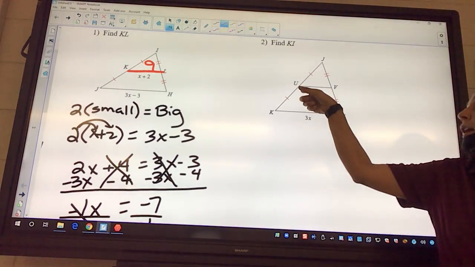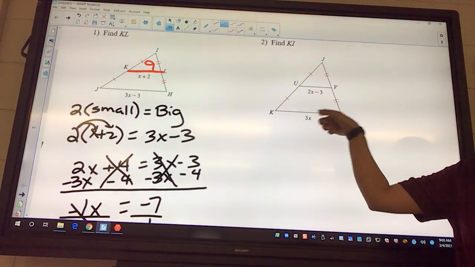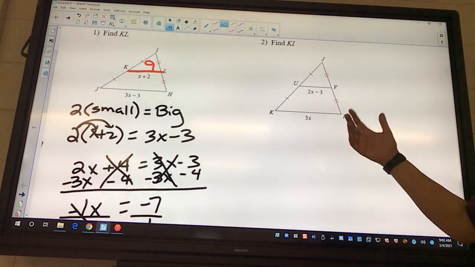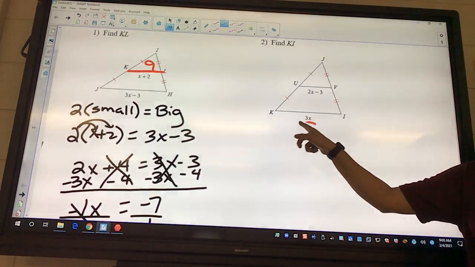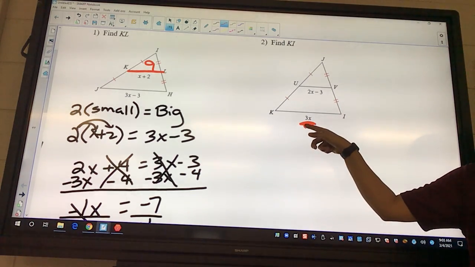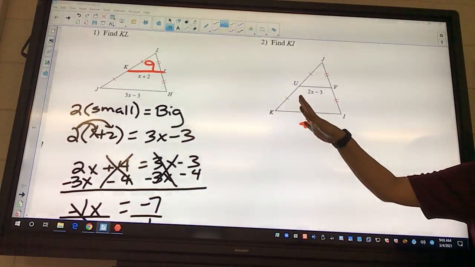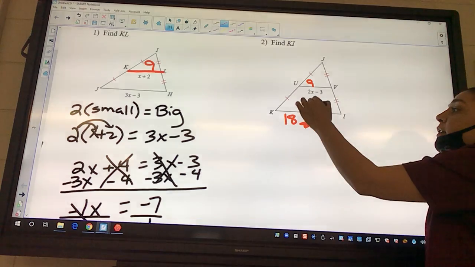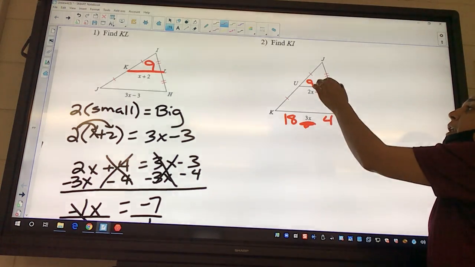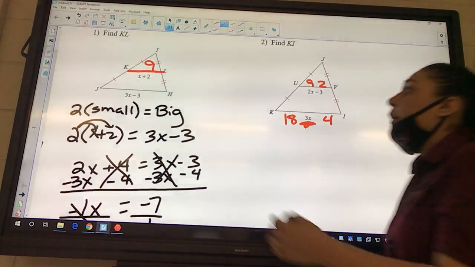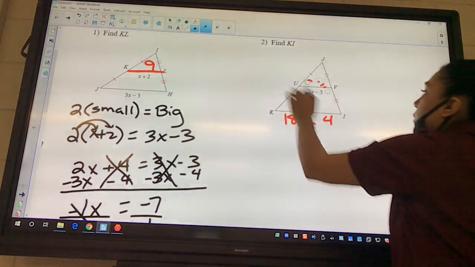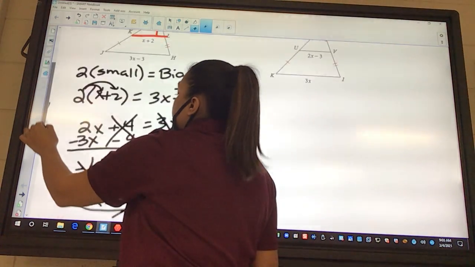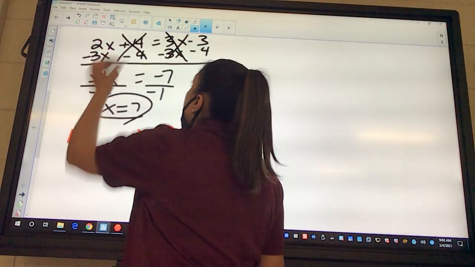So you really can use the easier one. If we look here at the other one, I've got 2x minus 3 and 3x. Which would be easier to plug into? I think it would be this one, 2x minus 3, because it has less than the 3x. You can plug it into either one, because you know that if this is 18, this one has to be 9. If this is 4, the small one has to be 2. So you can figure out whichever one you want. If you want to plug it into the other one, you totally can. So it's fair to say that KL is 9.